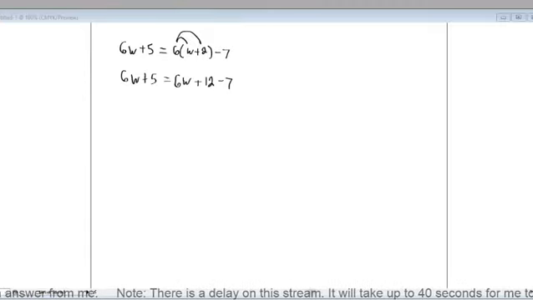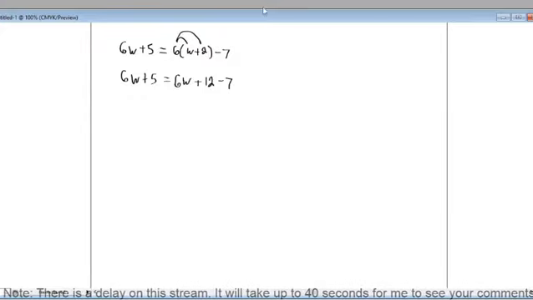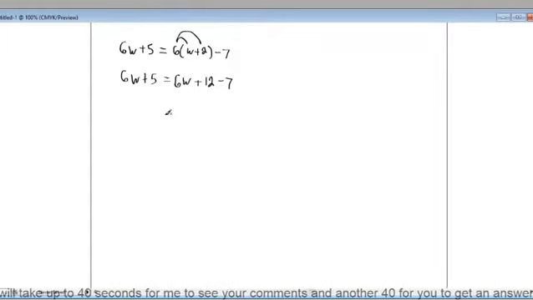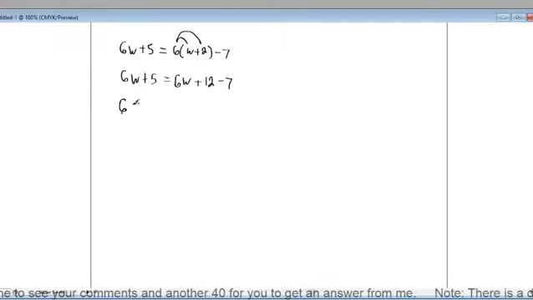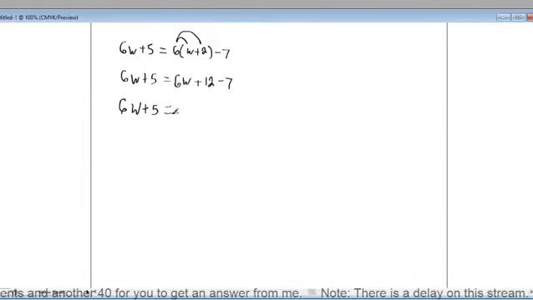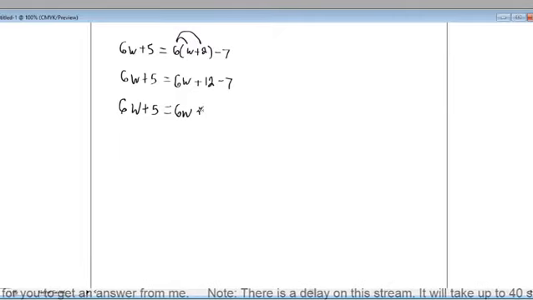So now we need to check and see if there's any way that we can simplify these any farther. And yeah, this time there actually is. 6w plus 5, it's fine. Nothing to do there. Here on this side, though, we have the 12 and negative 7. And those two can combine since they are like terms. So if we combine those, we get 6w plus 5 equals 6w plus 5. That 12 and negative 7 give us positive 5.